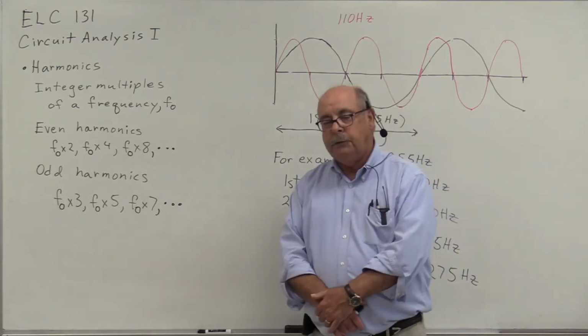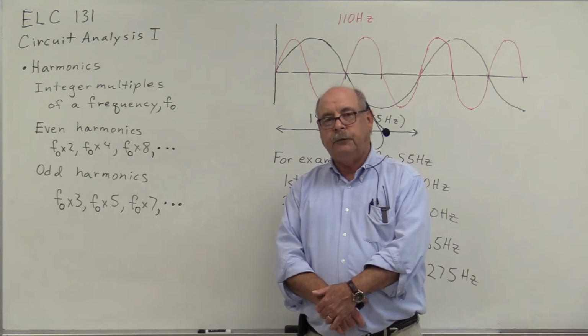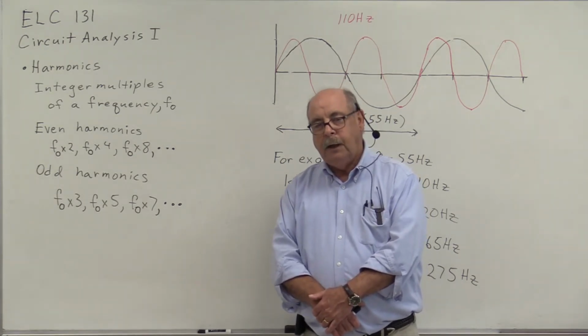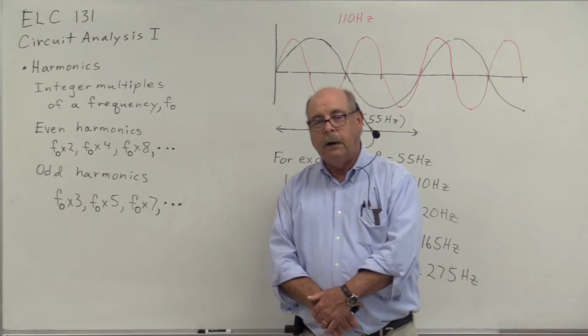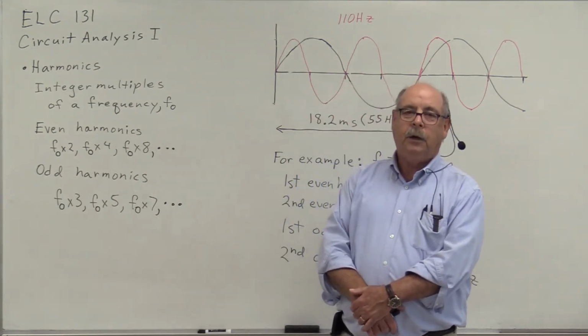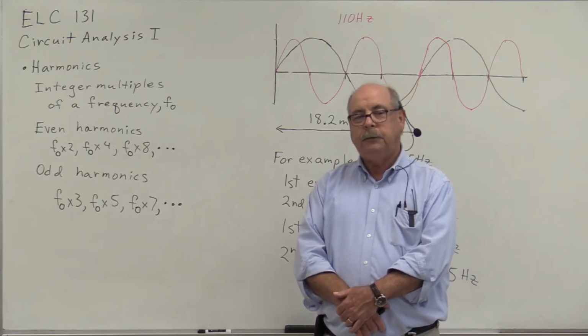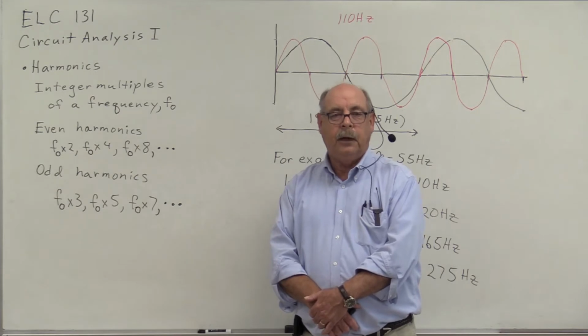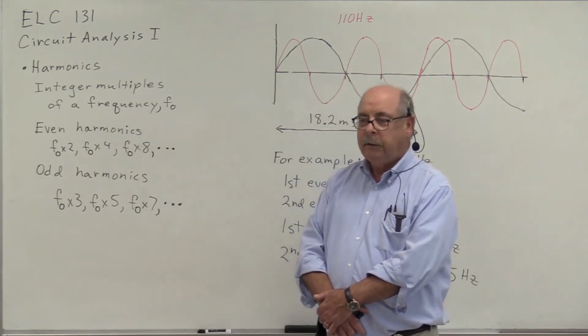And the even harmonics are that fundamental frequency times even integer values. F sub O times 2, F sub O times 4, times 8, etc. And then there are odd harmonics, which are the fundamental frequency multiplied times odd integers. F sub O times 3, F sub O times 5, F sub O times 7, etc.